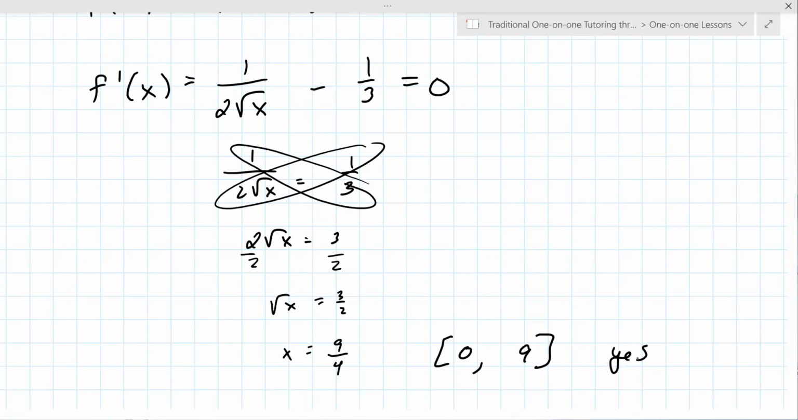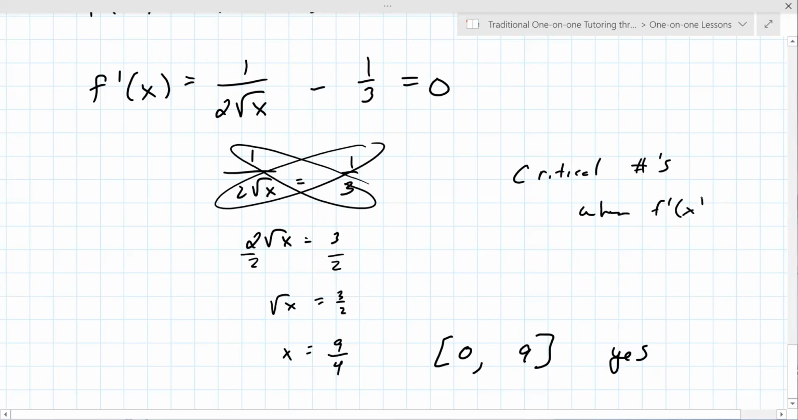I saw something about him saying finding the critical numbers. So the critical numbers are when the derivative equals 0. Oh, so you just found the critical number, right? 9/4 is critical. Yes. When f prime of x equals 0. So if you were just told to find the critical numbers, you would take the derivative and set it equal to 0.